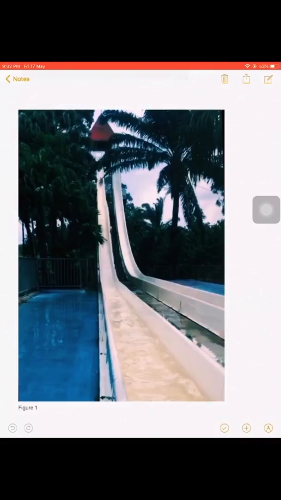As you can see, the boy is sliding down the water slide from point A to point C in figure 1. For your information, the slide is about 4-story height and the angle of the slide is 45 degrees.